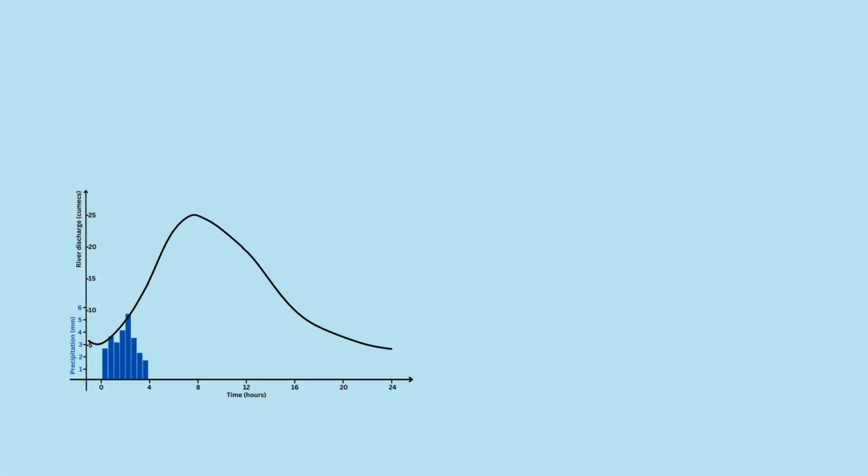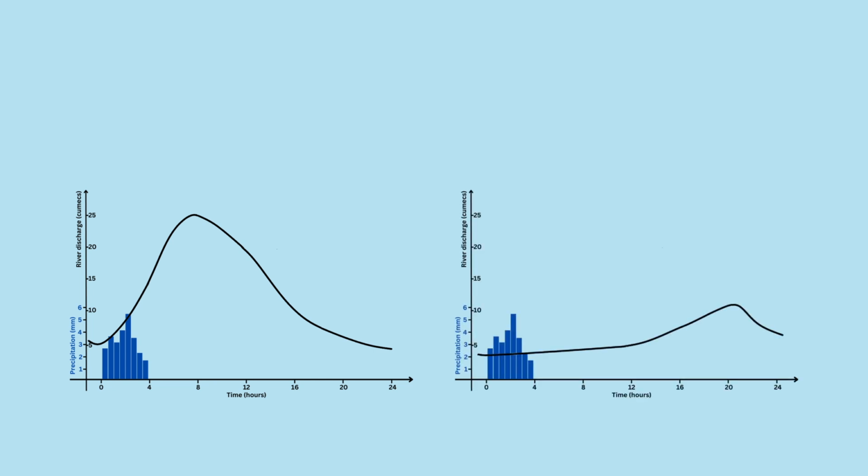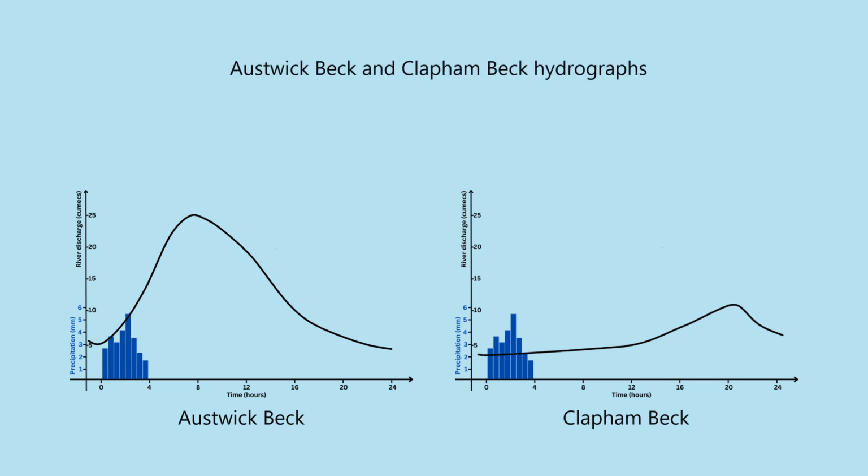A hydrograph is a graph which shows the discharge of a river related to precipitation over a period of time. Given that the two rivers experience the same rainfall event, why are their hydrographs so different? Austwick Beck's hydrograph is what is called flashy, whereas Clapham Beck's hydrograph is gentle. There is a video on this channel if you would like to know more about the features of hydrographs.